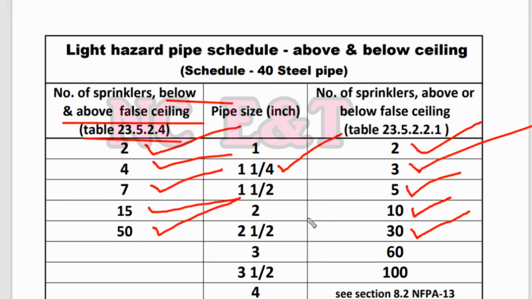In this case we will study this again in detail. For one sprinkler we need to use the size 1 inch pipe, but for the other sprinkler we need to use the size 1¼. If we are using 1 inch size for the last sprinkler below the ceiling, then for the last sprinkler above the ceiling we need to use the size 1¼. You can find the detail in NFPA 13 for it.